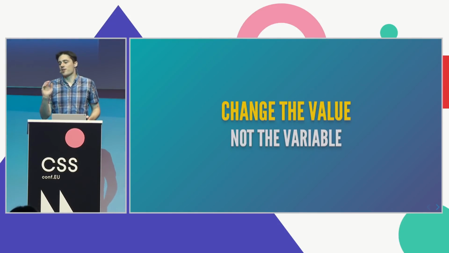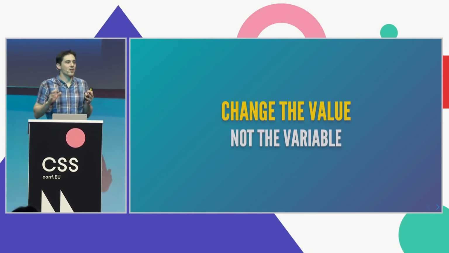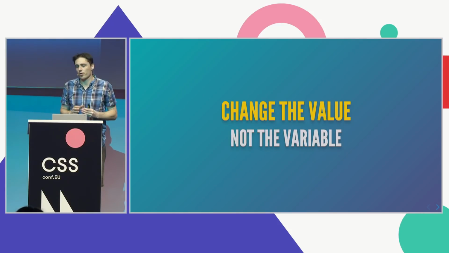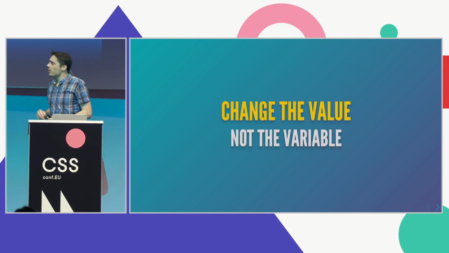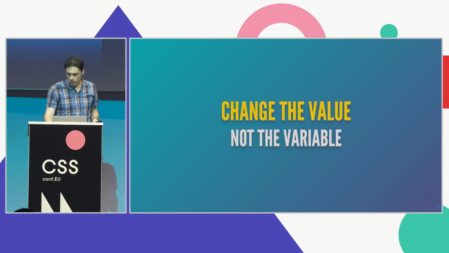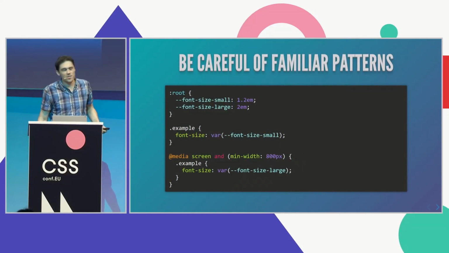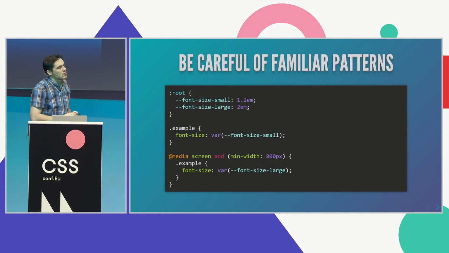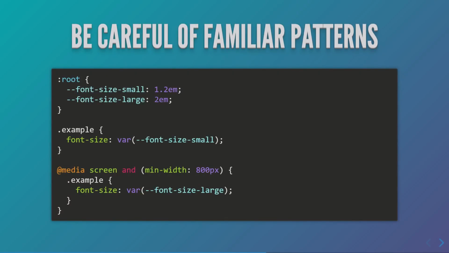And that is: change the value, not the variable. And once again, this is one of the most important strategies for working with custom properties effectively. If you're taking notes, perhaps underline that one. So unfortunately, I see a lot of examples like this with custom properties. Here we have two custom properties, one called font size small, one called font size large. And then using a media query, I'm switching from using the small to the large one.